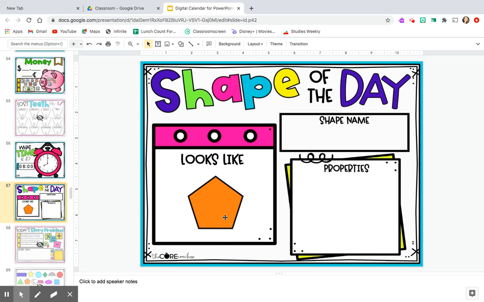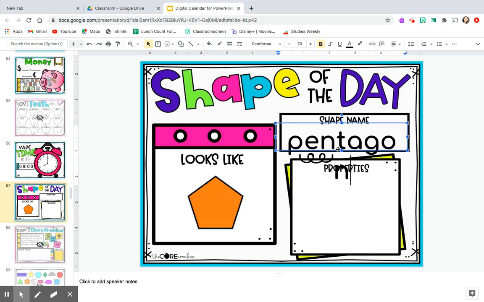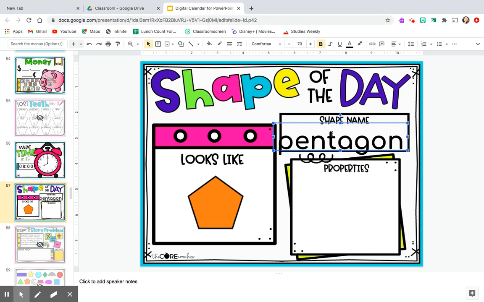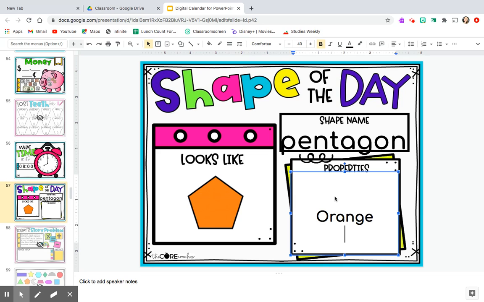All right, our shape for the day. This shape is kind of looking like a house, but this shape is called a pentagon. A pentagon. Okay, so that's a pentagon. The properties of this pentagon: it's orange. It has, let's see, 1, 2, 3, 4, 5. It has 5 vertices. Remember, vertices are the little points. How many sides does this have? 1, 2, 3, 4, 5. It has 5 sides.